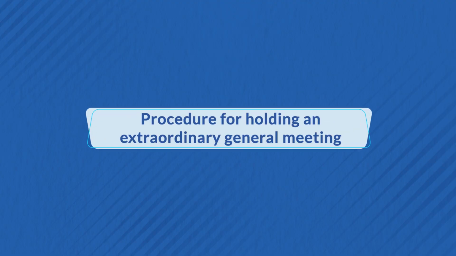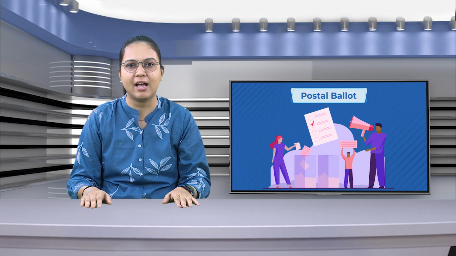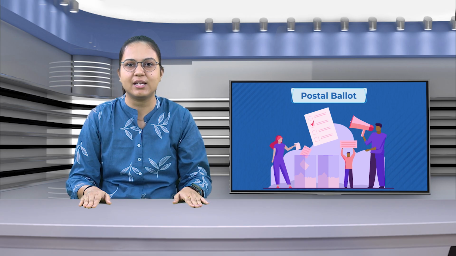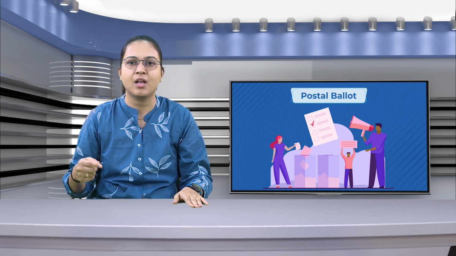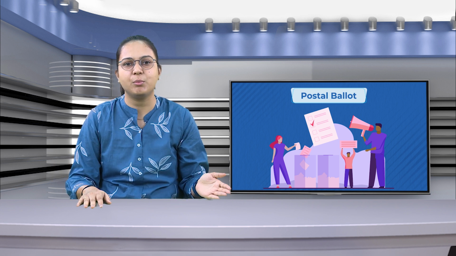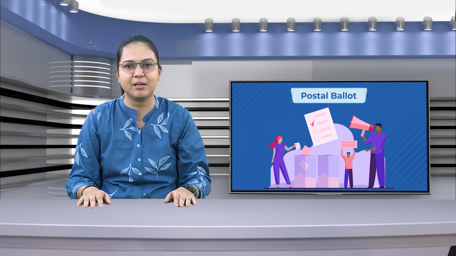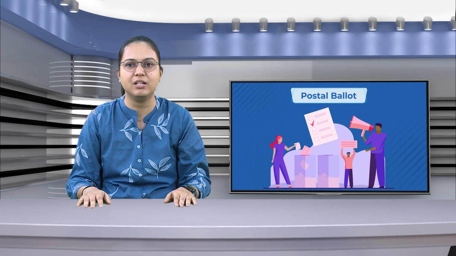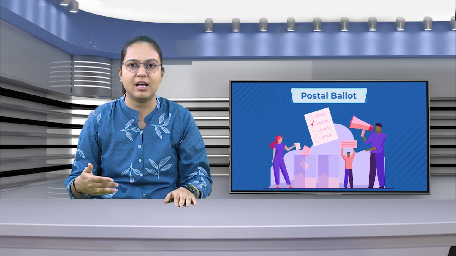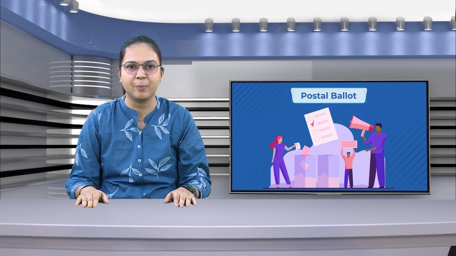Now we will discuss the procedure for holding an extraordinary general meeting. Any general meeting held between two annual general meetings will be called an extraordinary general meeting. Business which arises between two annual general meetings, being urgent and which cannot be deferred till the next annual general meeting, is transacted at an extraordinary general meeting.